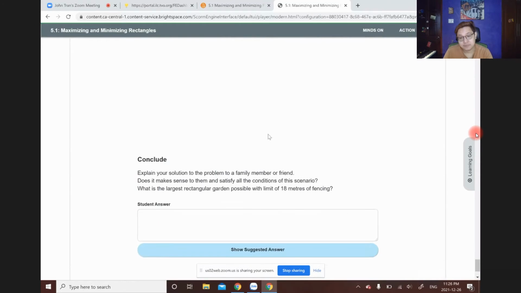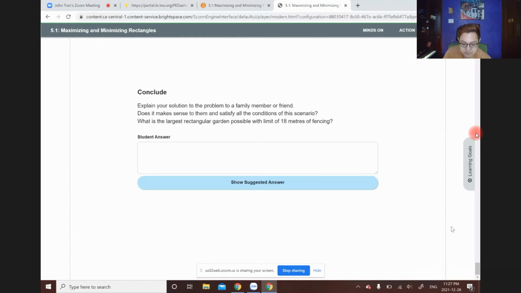Explain your solution to the problem to a family member or friend. Does it make sense to them and satisfy all the conditions of this scenario? What is the largest rectangular garden possible with limited meters of fencing? That's the best.